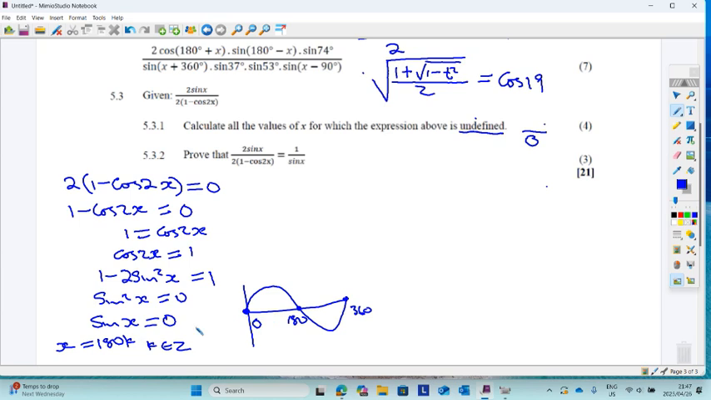So 180 times 0 is a 0. For this one, k is equal to 1. So 180 times 1 is 180. And then for this one, k is equal to 2. So that's 180 times 2. You can continue. You'll get all the values. So this one should be able to cover all the possible values of x. All right. Let's go to the last question.